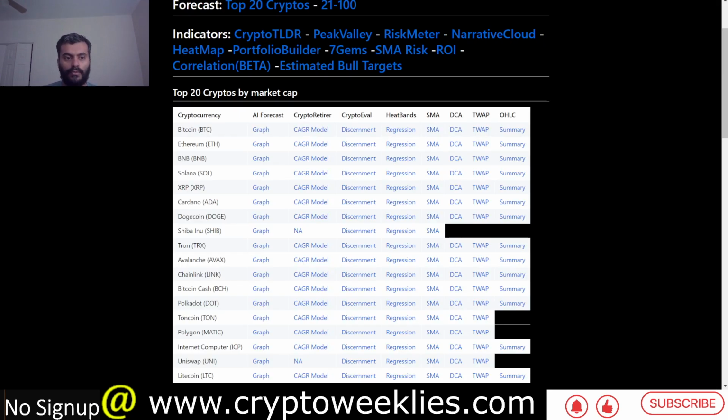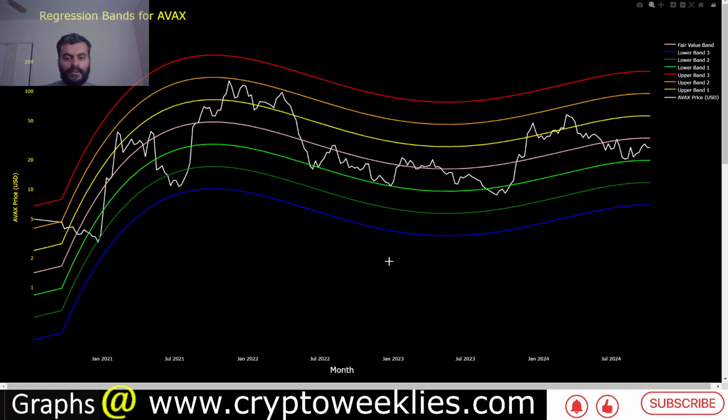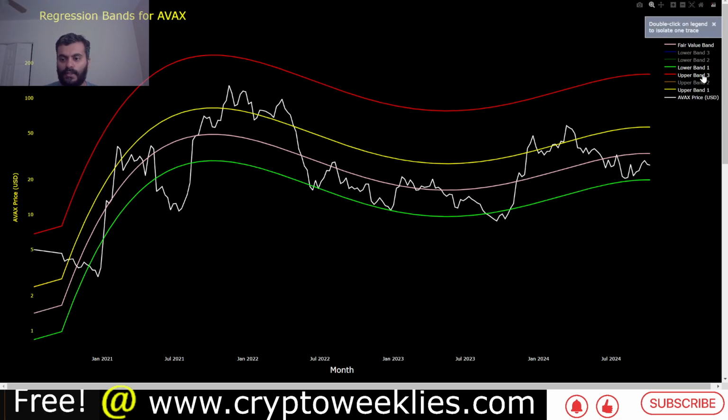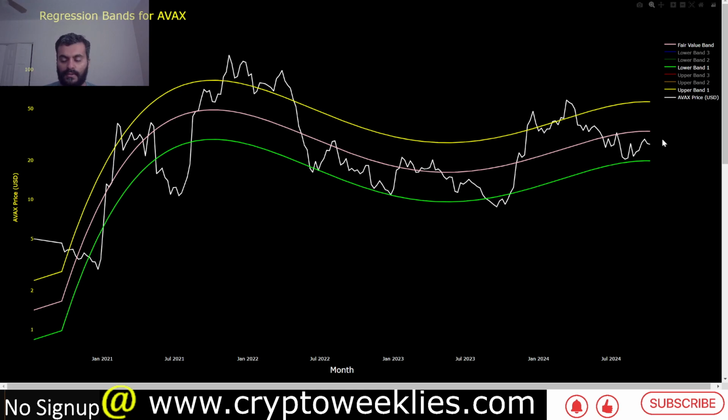Now going back to the regression based analysis for Avax, you can see this polynomial regression function wrapped around the weekly price action in white. There are three bands to the upside, the three standard deviation. The fair value is this pink line, and at the bottom are again three standard deviation bands. Let's get rid of the three standard deviation and two standard deviation. Right now the market is trading within the one standard deviation regression scope.